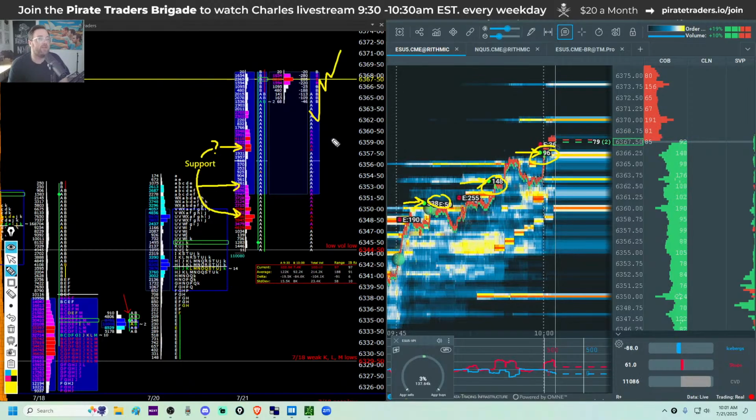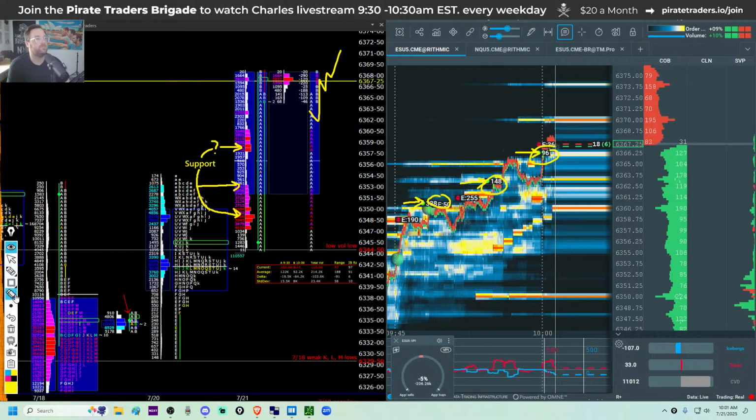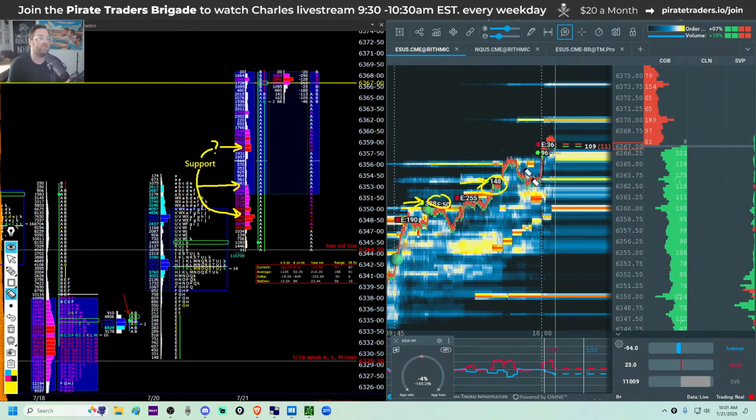$63.69 is another level I was looking at for a reversal today. So I'll be watching to see if that becomes resistance. Just because 63.70 is a major level for options.